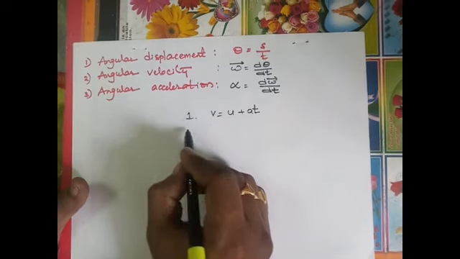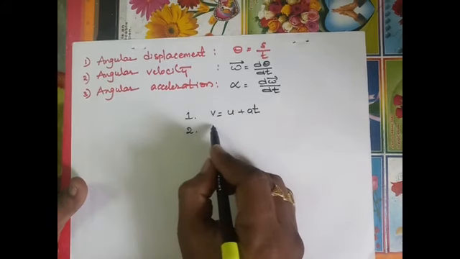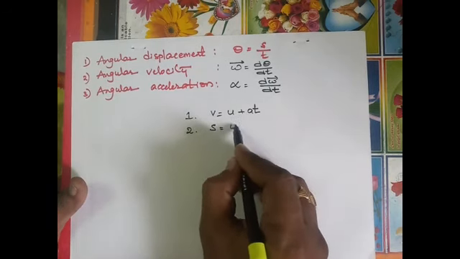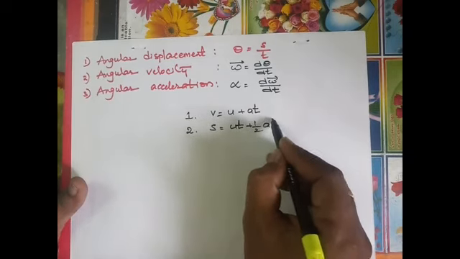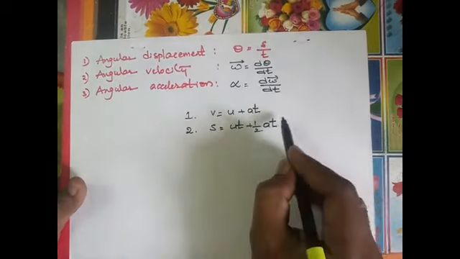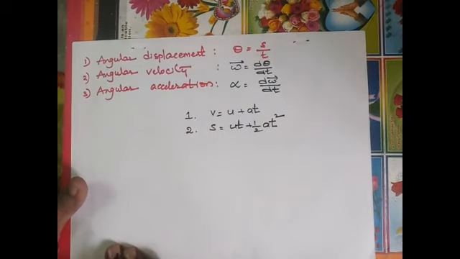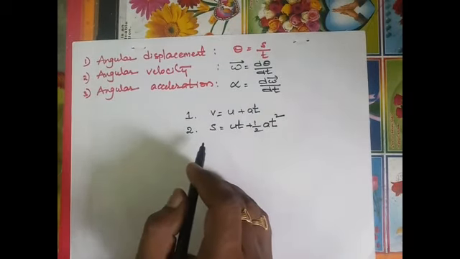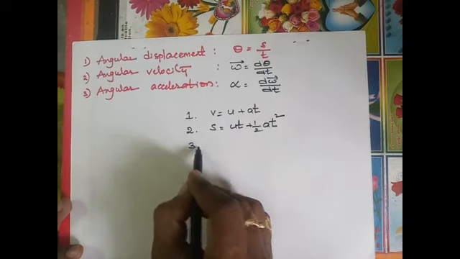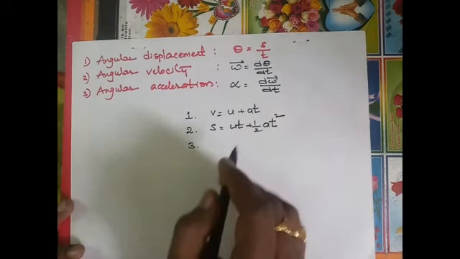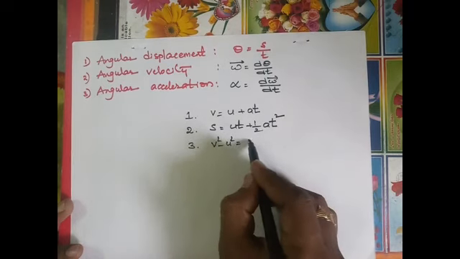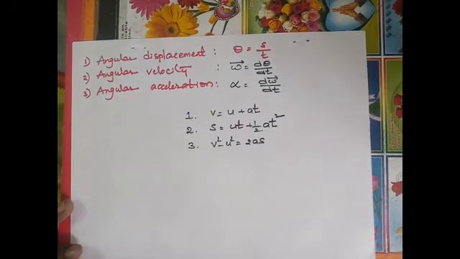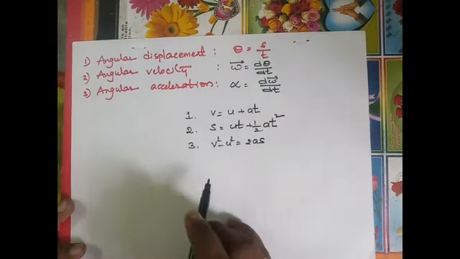Now the second equation is displacement. s is equal to ut plus half at square. This is the second equation especially for linear motion, when the body is in linear motion. And the third one is, we know that v square minus u square is equal to 2as.